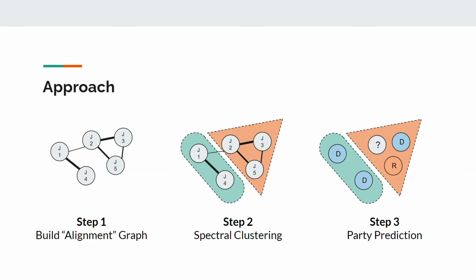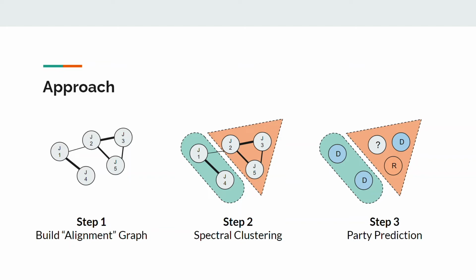On this graph, for example, we can see that Justice 1 and Justice 4 have frequently voted in favor of the same opinion or against the same opinion, but both equally. Justice 1 and Justice 2 have two very different voting behaviors. So we have built one such graph per composition of the Supreme Court.